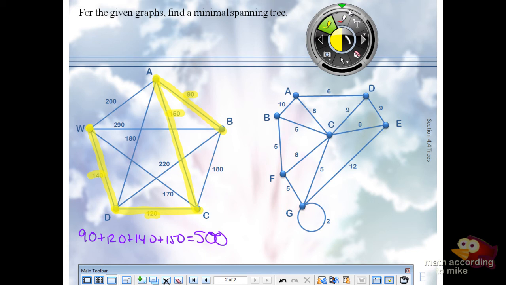What's the next smallest number? There's 5. There's a bunch of them. In fact, we have one here, one here, one here, one here. Anywhere else? That's about it. According to step one, we can pick any one at random. So, do you mind if I do dealer's choice here? Who's my favorite? You are. BC.